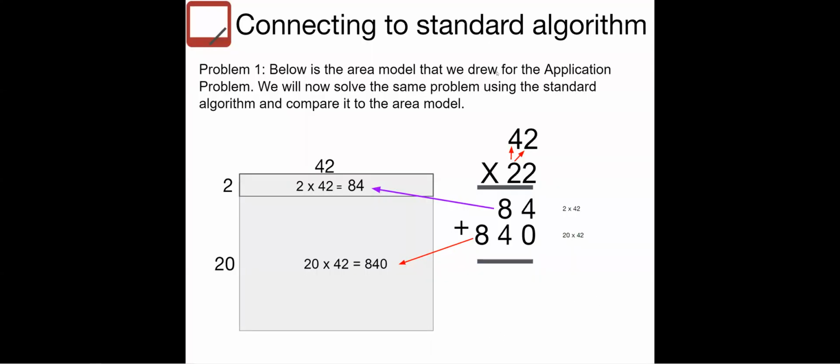Go back. So now we want to know how much altogether. So now we add those two partial products together. 4 plus 0 is 4. 8 plus 4 is 12. Put down our 2, carry our 1. 1 plus 8 is 9. So 924.